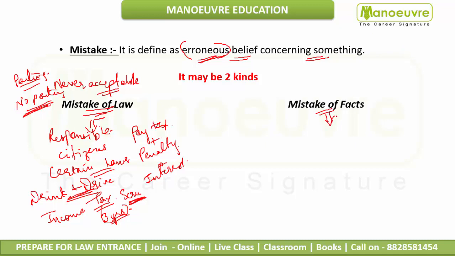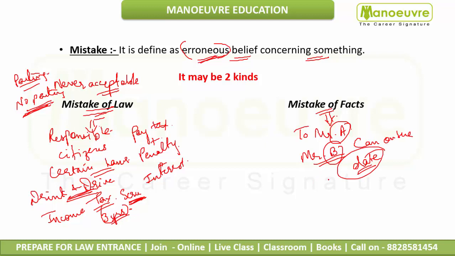But mistake of facts is always acceptable. For example, say you are planning to get married to a person, say Mr. A, but Mr. B thinks that you have agreed to marry Mr. B. Can the marriage actually get solemnized on the date of marriage? No. Why? Because there is a mistake of facts. There is a mistake of facts. Certain things are excusable.